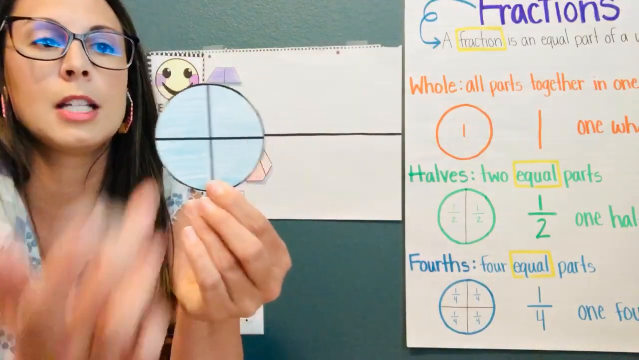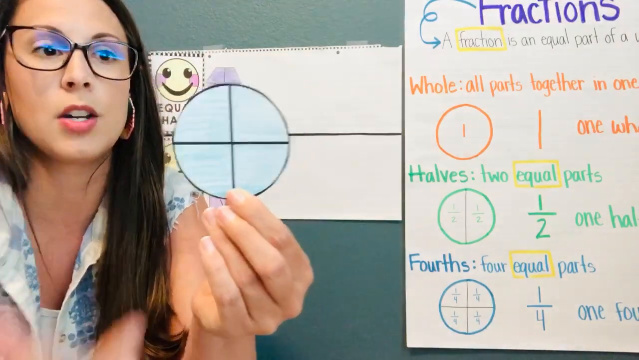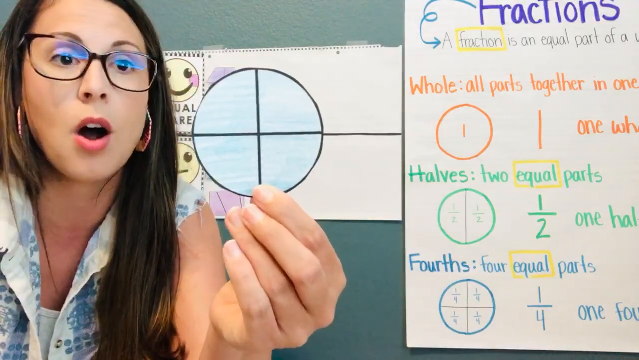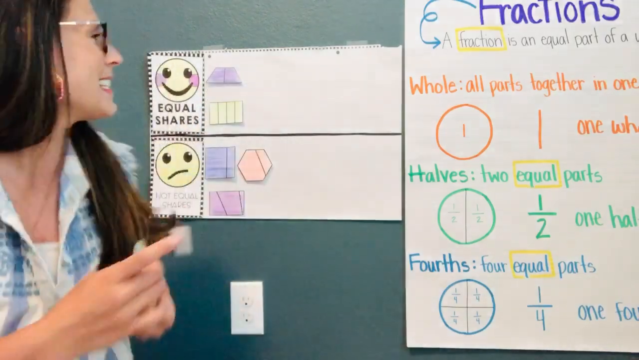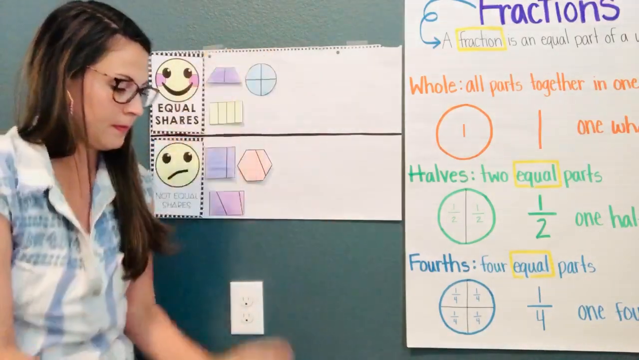Circle. It's partitioned down here and right there. And there's 1, 2, 3, 4, so it's fourths. And are all the parts equal? Yes. Equal shares.